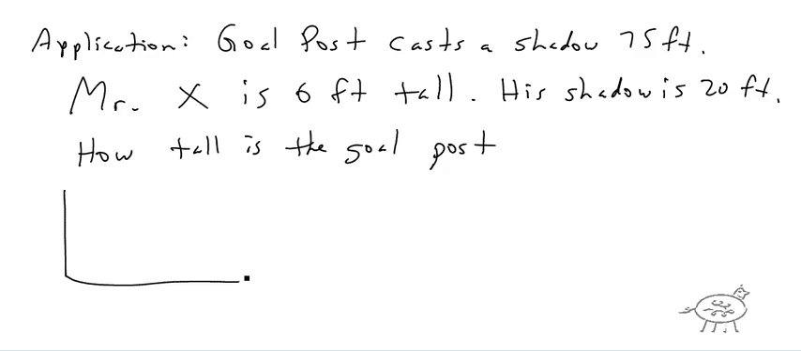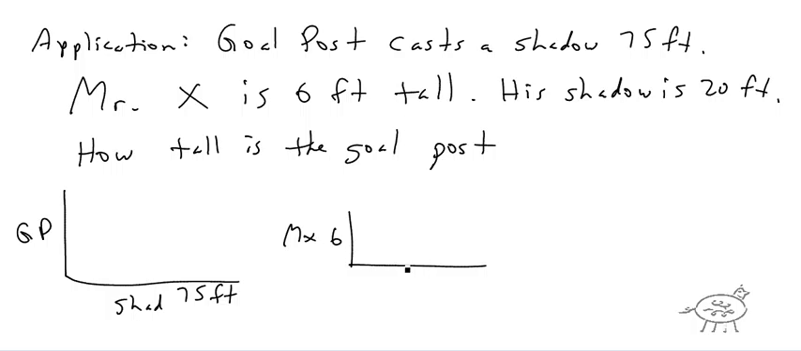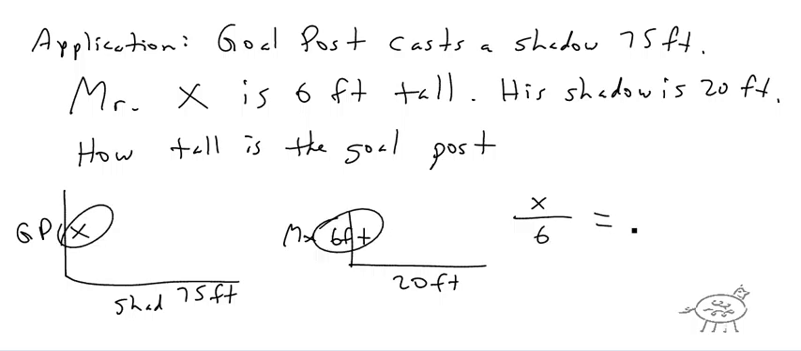Okay, so anyway, this is the goalpost, and here's the shadow, and that shadow is 75 feet. And here is Mr. X, and he is 6 feet tall, and his shadow is 20 feet. And you're trying to find X. So it's really easy. Again, you're going to set up a nice little proportion here, and it doesn't matter how you set it up, as long as usually you say X over 6, right? Because that matches up. That's the height over that height is equal to, and these are similar triangles.